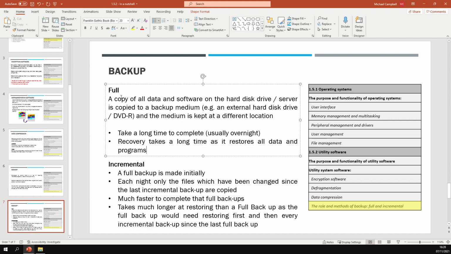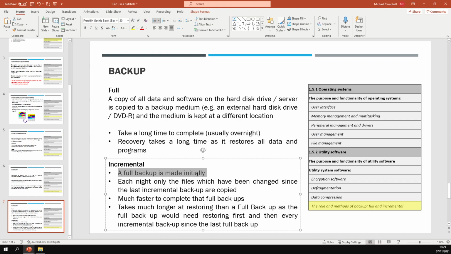Full is just you take a copy of everything on the disk and you take that disk somewhere else. It could be onto an external hard disk, could be onto a data tape, could be onto something else. Wherever it is, you take a whole copy of everything and you leave that somewhere else, normally away from the office, or you put it in some sort of fireproof, super safe. It takes a long time because you're copying everything. And it can take a fair old time to get the data back.